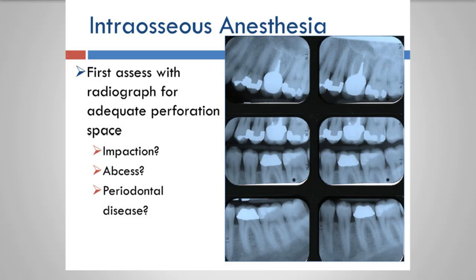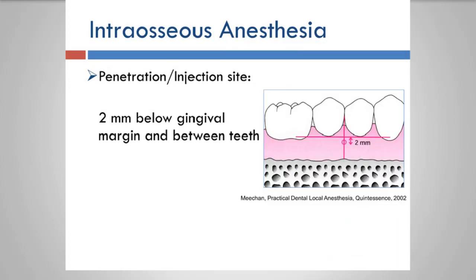But I could use this space between 19 and 20 to get number 19, or for 18 I could use the space back here between 17 and 18 with an intraosseous technique. And then you also want to make sure there's no infection, no periodontal vertical defect or anything back in that area that is going to be a complication. We give the intraosseous injection about 2 millimeters below the free gingival margin of the two neighboring teeth, and you want to make sure that you're going through attached gingiva.